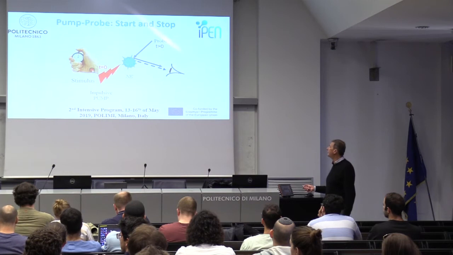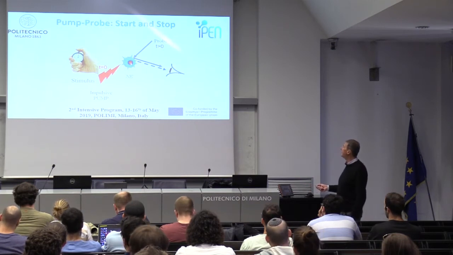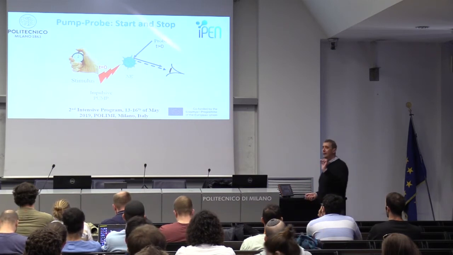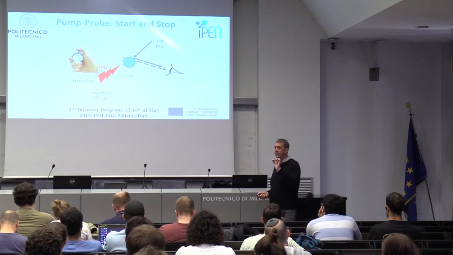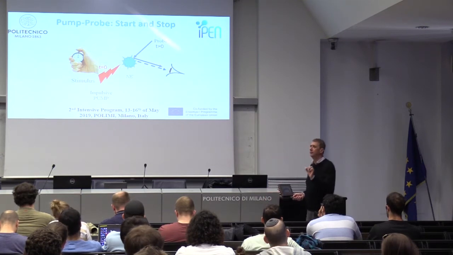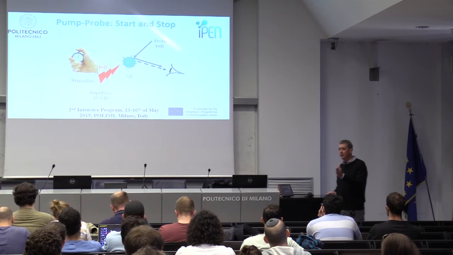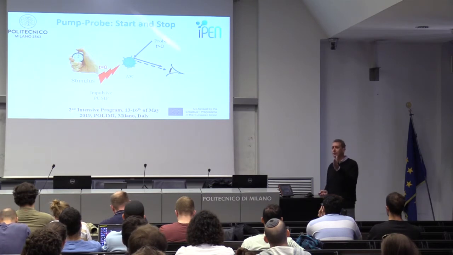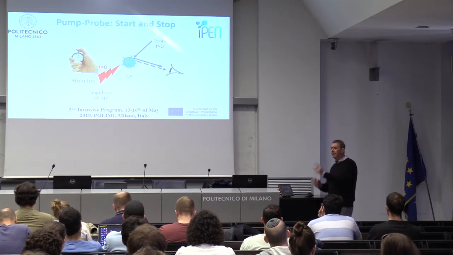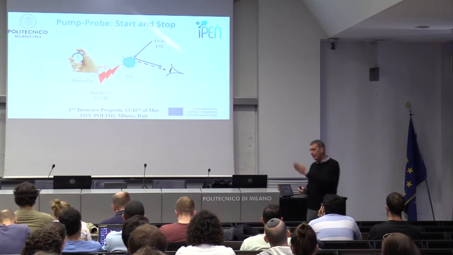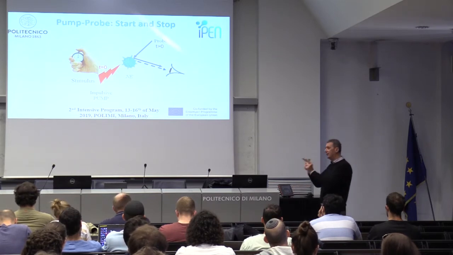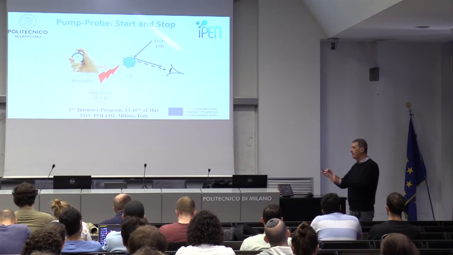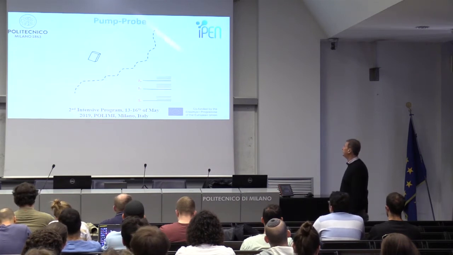At t equals 0, there is the impulsive excitation. Impulsive means on a time scale which is much shorter than the phenomenon you want to measure. And then you start to count the time, the clock starts ticking, and at some point the probe arrives. And that is fixing the time delay, right? The probe is like the shutter, so it's observing for a short time, which gives you the time resolution.